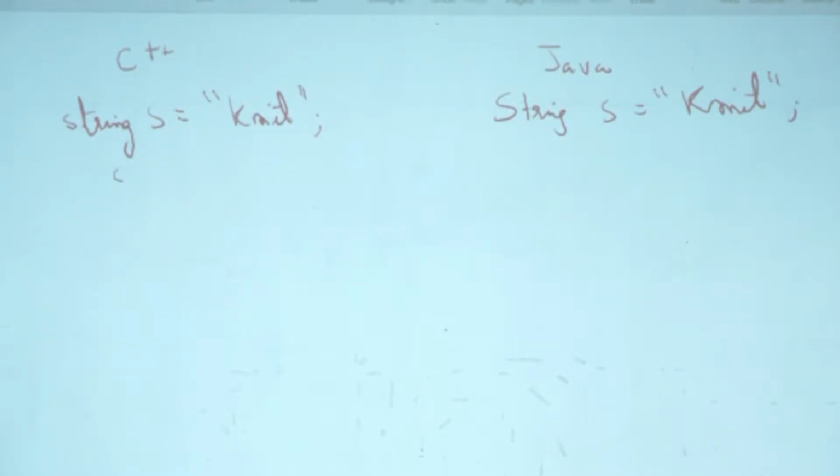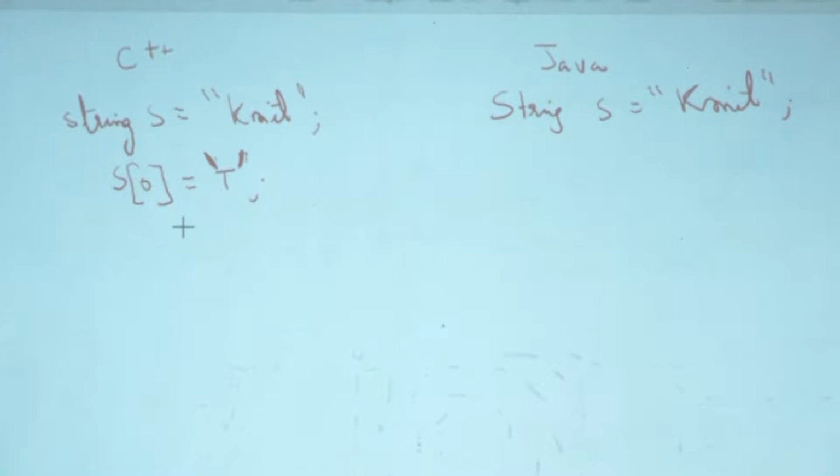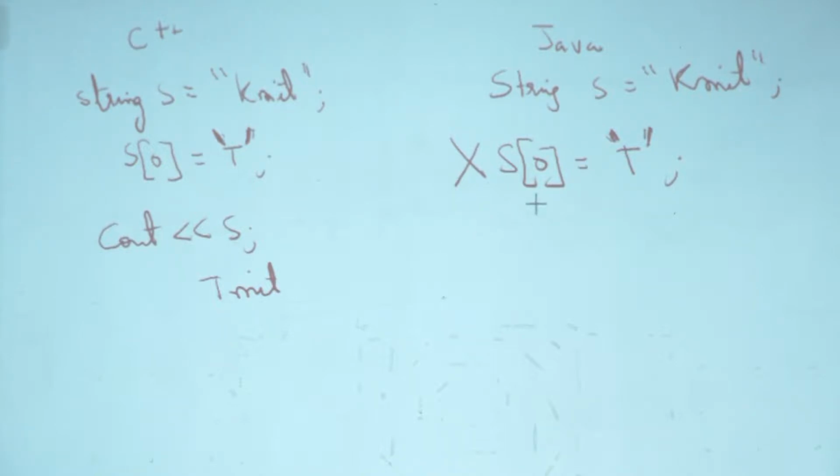So in C++, you can say S of 0 is equal to 'T'. You can do this in C++, and if you do a cout on S at this stage, you will get TMIT. This will have effect. Now, can you do the same thing in Java? Will this line work? No, this won't work, because in Java there is no mutation. You cannot change one of its characters. So this is not allowed. I'll give other examples of immutability, but this is not allowed.